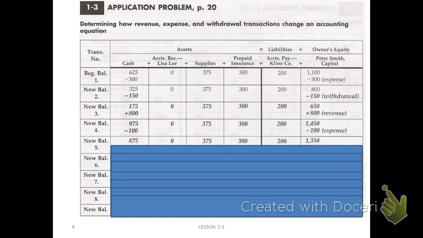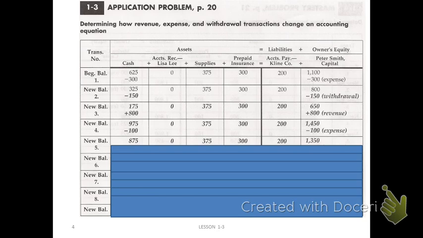So we update our balances. Cash is now at $875 because of the $100 decrease. Our capital is now at $1,350, also because of the $100 decrease. Both the left side and the right side are equal, so we can move on to transaction 5. And this is the last one we will be doing together before you do the rest on your own.